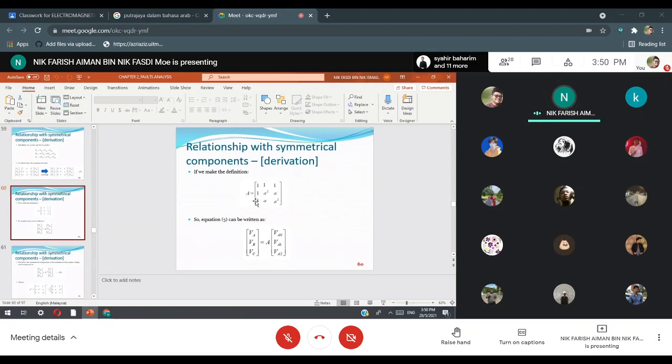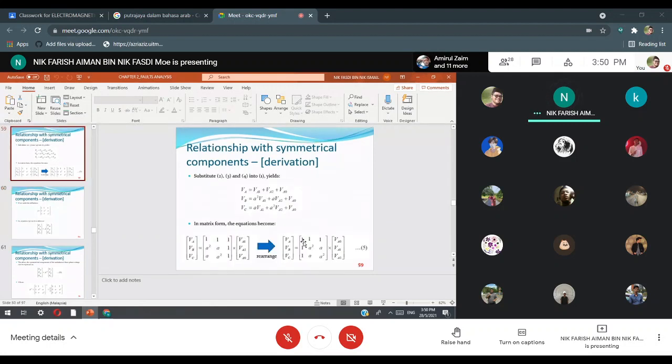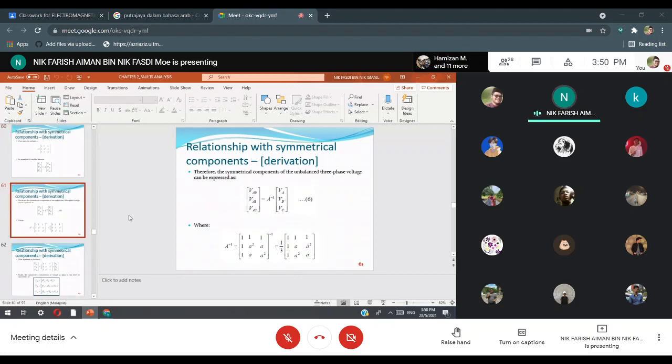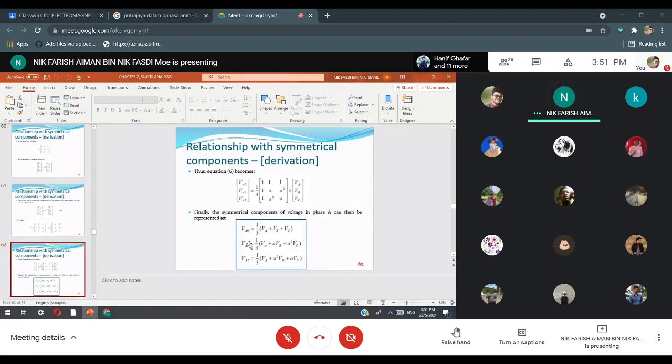Okay. So these are the relationships. So this is the matrix of A. So this is from this equation, and we can simplify into this equation. Then we have another relationship. Let's say we are using inverse A matrix. Kita boleh juga put in this way. Tadi in front ni kita letak unsymmetrical. Now we put symmetrical.